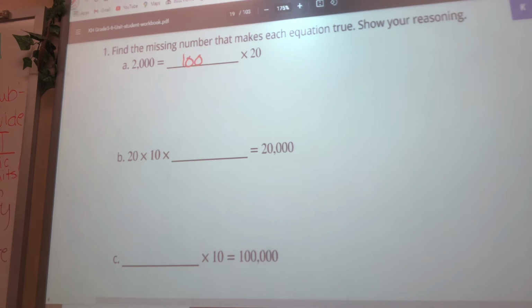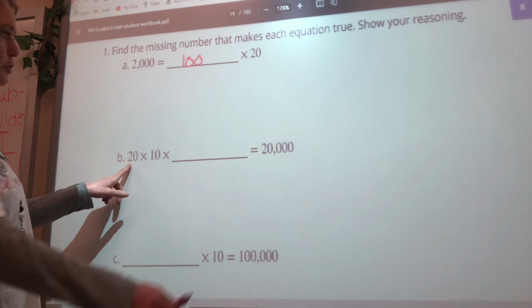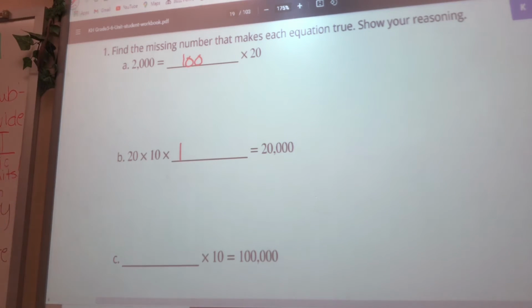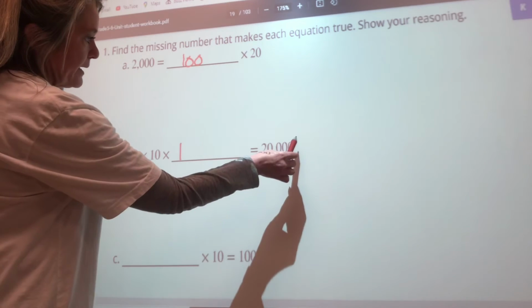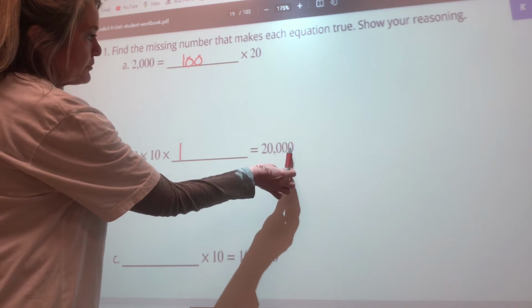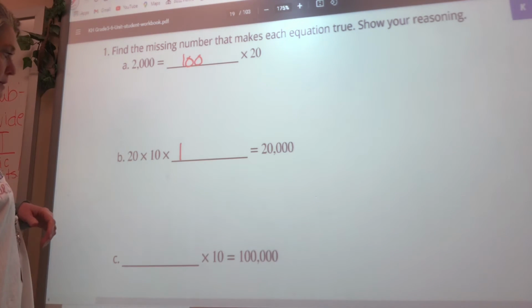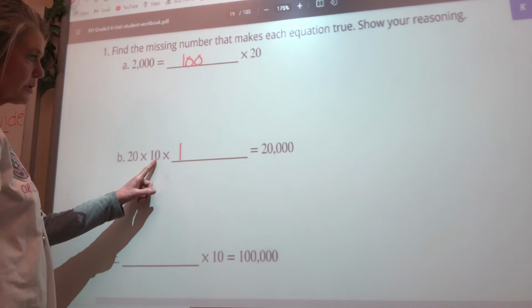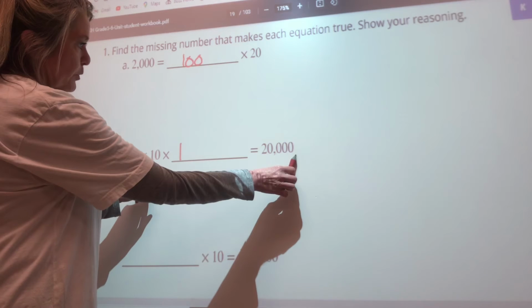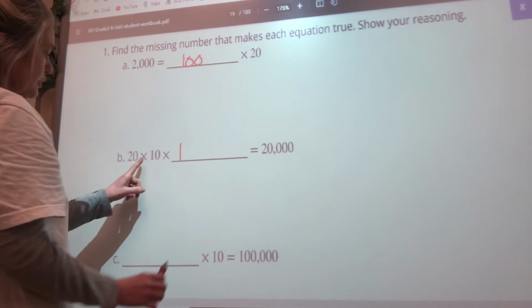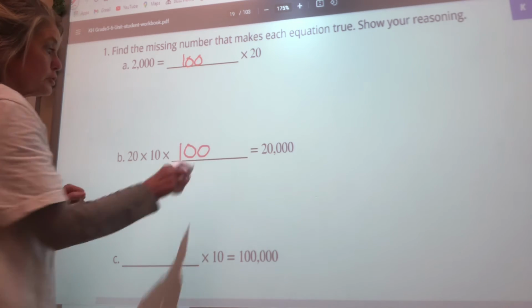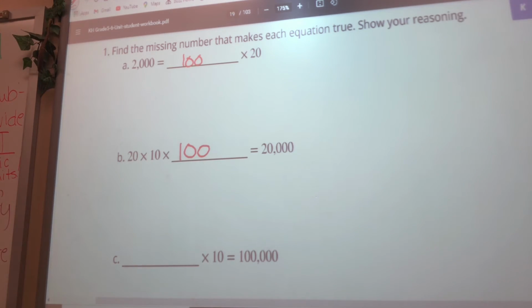On this one, the 2 part's already been taken care of, so I know it's going to be something with a 1. My answer has 1, 2, 3, 4 multiples of 10. And my problem, they've only taken care of 2 of those, so if I have 4 multiples of 10 here and 2 of them have already been accounted for, then that means I'm missing 2 multiples of 10 here.